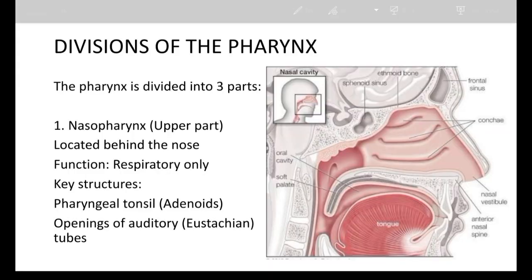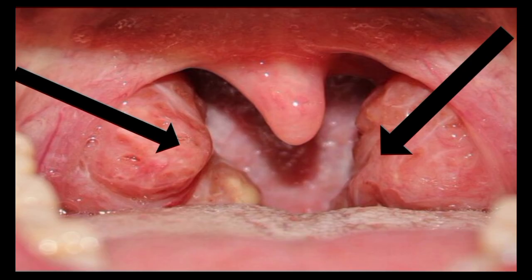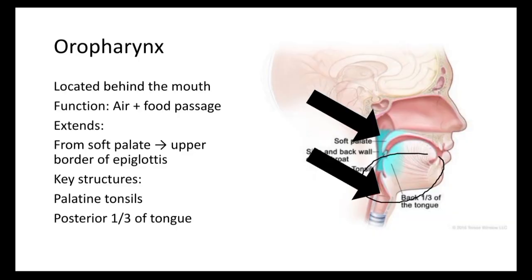Next, the oropharynx, located behind the mouth. This is the crossroads. Both air and food pass here. It extends from the soft palate to the upper border of the epiglottis. It contains the palatine tonsils and the back of the tongue. So when you hear tonsillitis, this is the region involved.